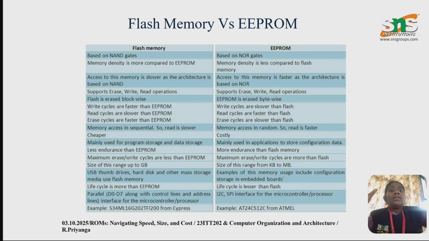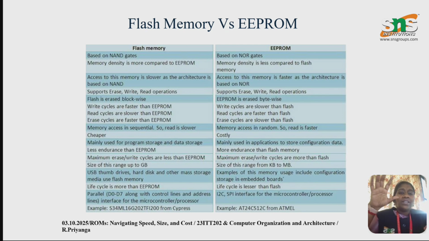Next we see flash memory versus EEPROM. First we see flash memory. Just we see the differences in technology, speed, access type, cost and usage, endurance, capacity, interface and examples. Like that, EEPROM also has technology, speed, access type, cost and usage, where it is more expensive, endurance, capacity, interface and examples.